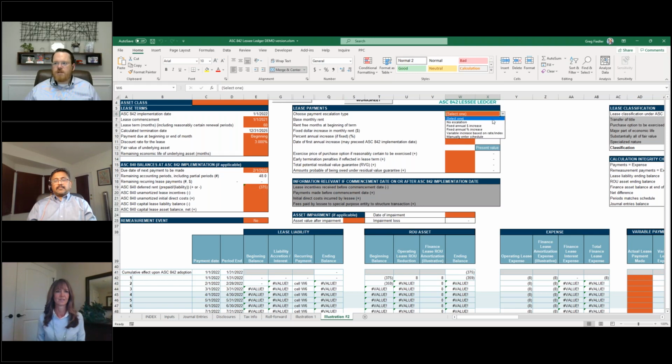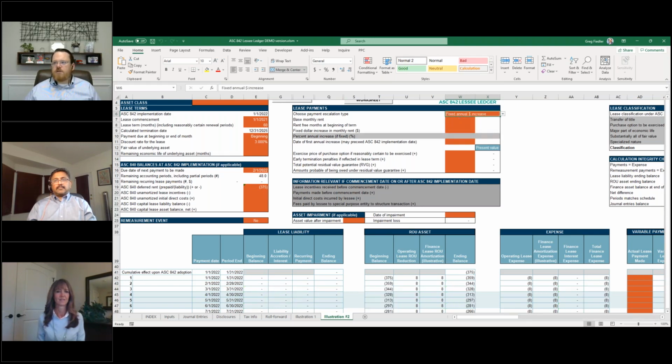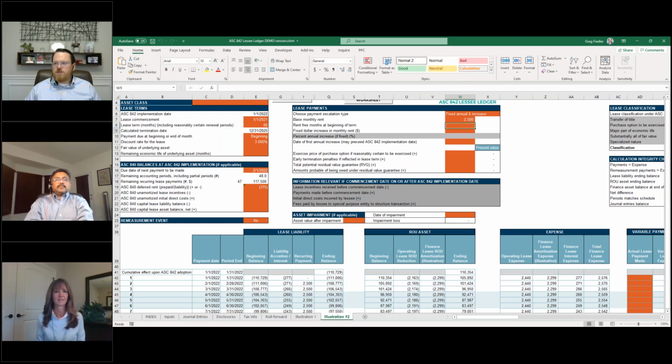So for our payment schedule, we're going to assume that there's a fixed dollar increase in this. It's an easily determinable payment schedule where we owe $2,500 a month initially, but then it's going to go up by $125 each year beginning on the first anniversary date, which would be 1/1/22.